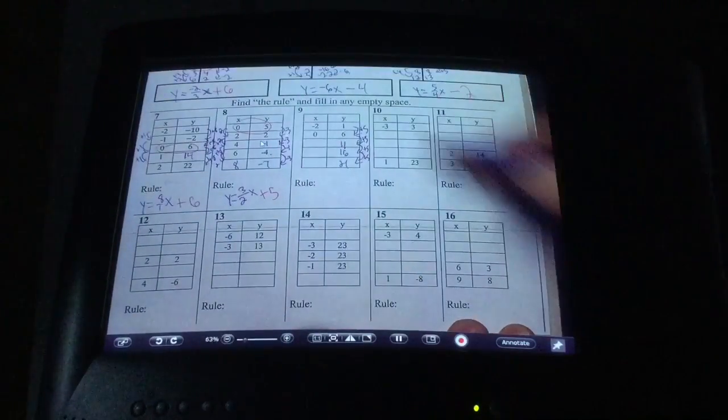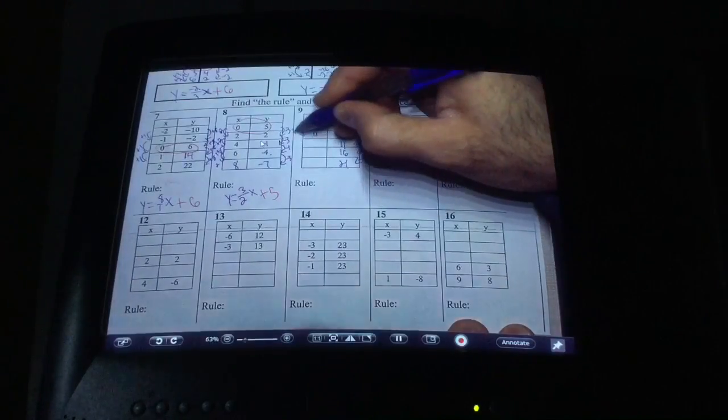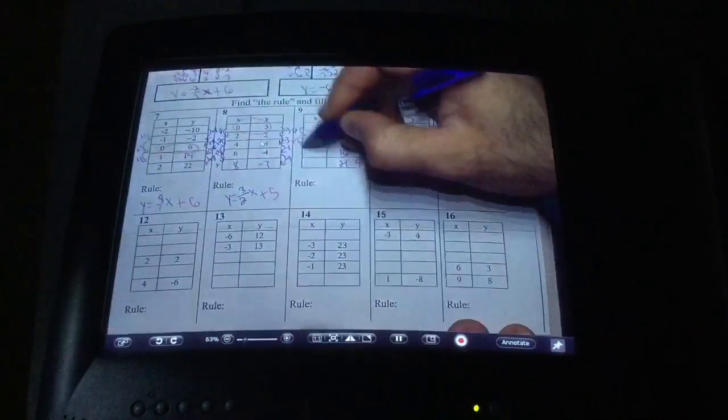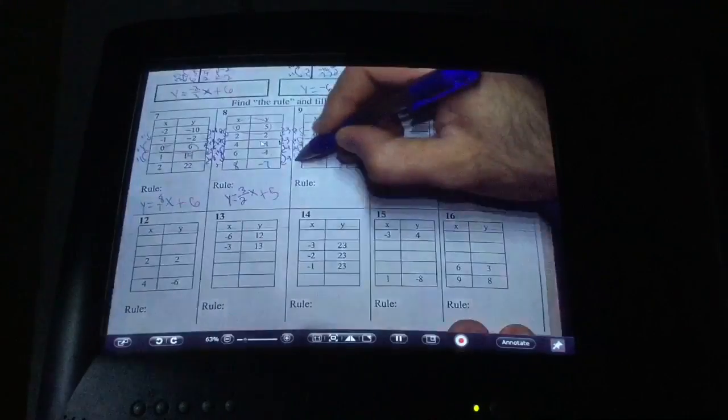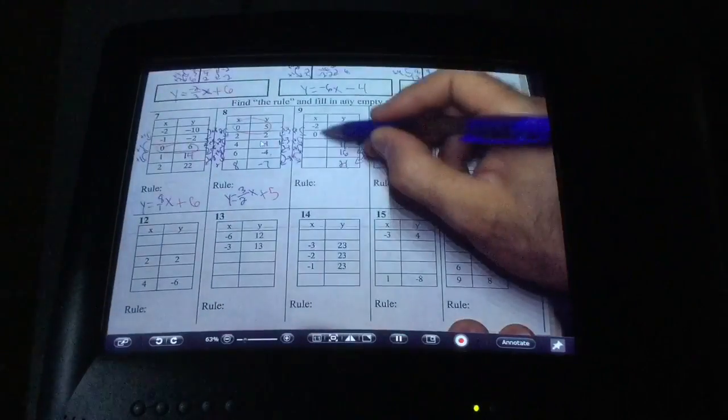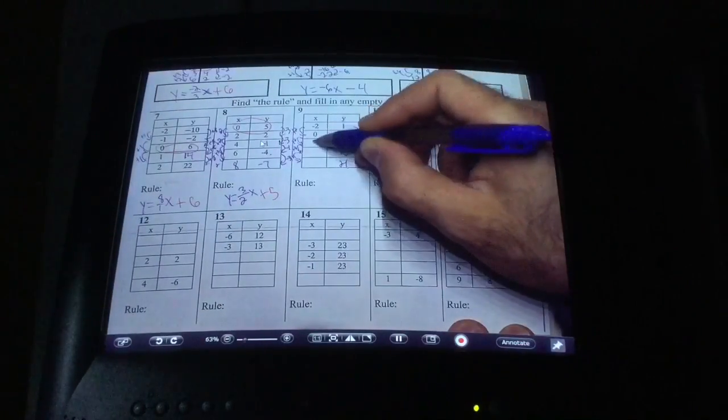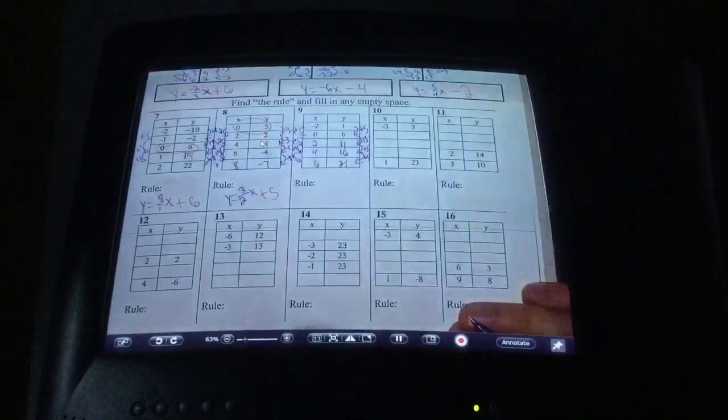Okay, now on the other side, I add 2 each time, plus 2, plus 2, plus 2, all right? That's going to give me -2, 0, 2, 4, 6. Okay?